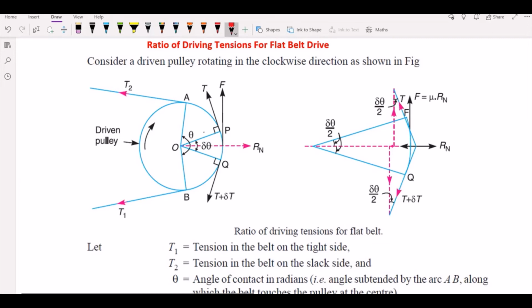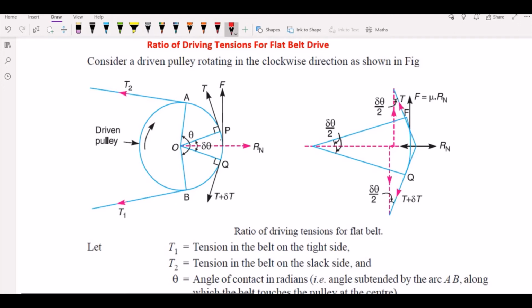When you have the elongation, you have some additional tension which is added to this one. This is a normal radius which has been drawn, and this is the angle of contact. Due to the creep or maybe due to the elongation, you have some change in angle, that is del theta. So that is the angle of wrap or the contact one.